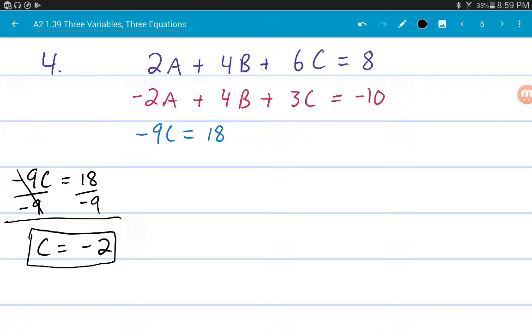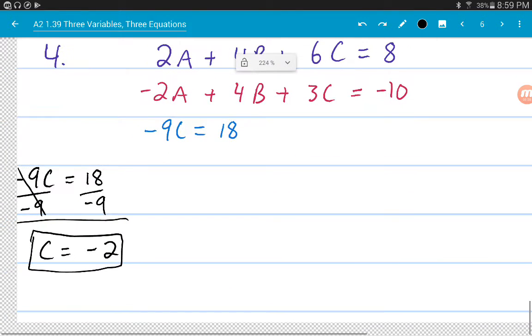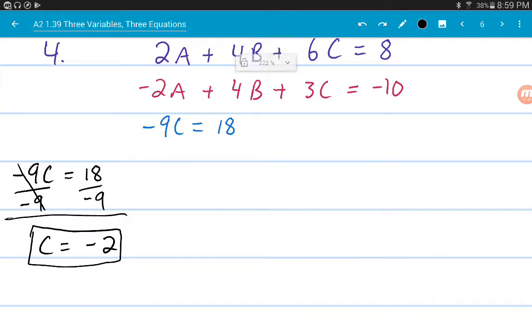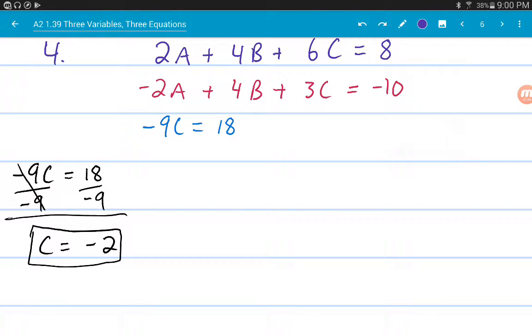Now I would love for there to be an equation that I could plug C into, so I could find one of the other letters. But here's the problem. If I plug in C here, I still have A and B left. If I plug in C here, same exact problem. I got too many variables. So I would love it if I could take those 2 first equations and I could cancel out one of those letters. Thankfully, the question is easy enough.